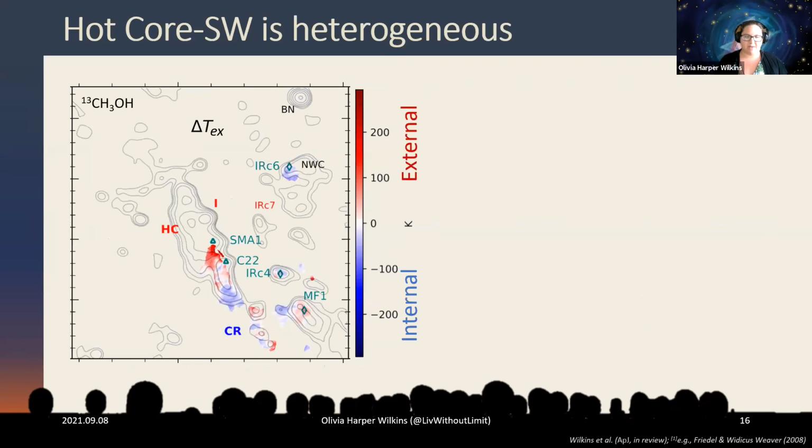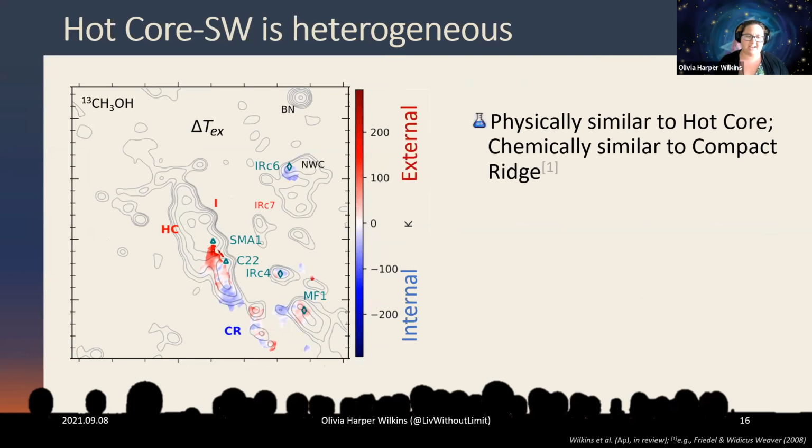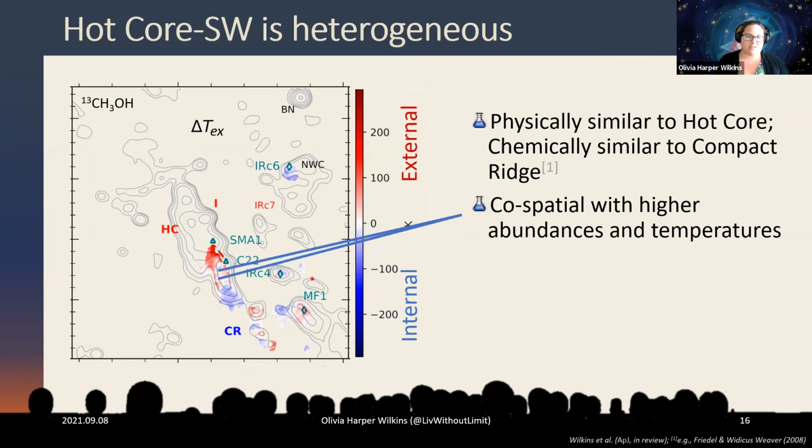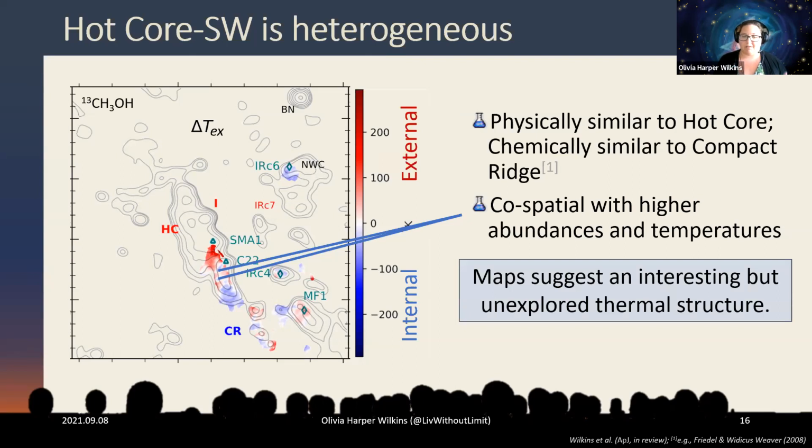If we look at the delta T map, we also see this. We see that there seems to be some structure. There are some blue blobs, so internal heating, that's co-spatial with the higher abundances and temperatures. As far as we know, there's no sources of internal heating that have been detected yet, but perhaps there is something going on there. I'm still trying to think about this and what this means, but ultimately what these maps suggest is that the hot core southwest is really, really cool, and it needs more of our attention.